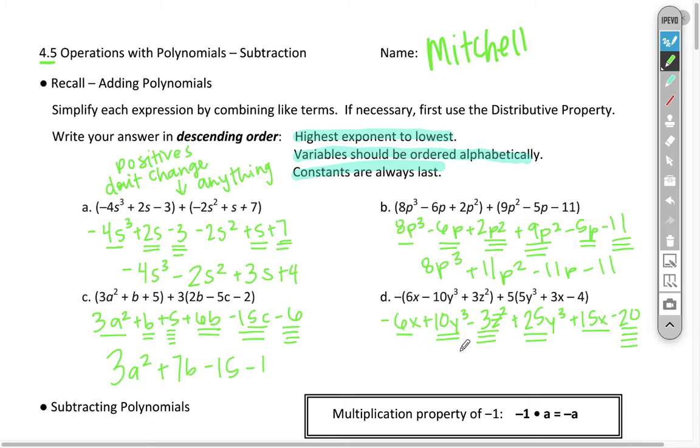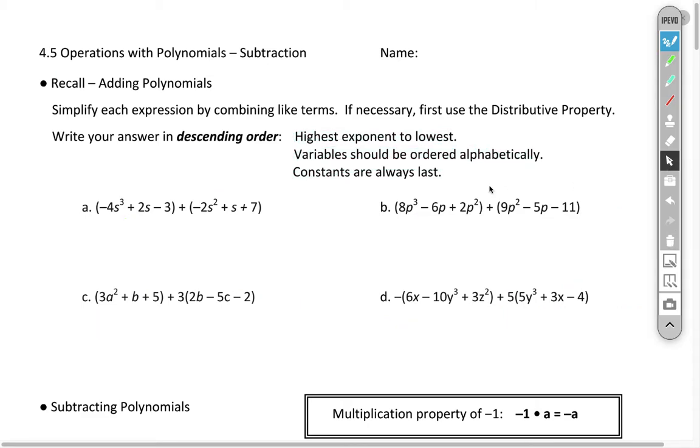All right, so we're going to put that in alphabetical order and highest to lowest. So first things first, we're going to use this 10y cubed and 25y cubed. So we've got 35y cubed. All right, and next we've got z squared, so minus 3z squared. All right, now we're going to use negative 6x and 15x, and that's going to give us positive 9x, and then our 20 just going to go right there at the end. So just a whole lot of combining like terms.